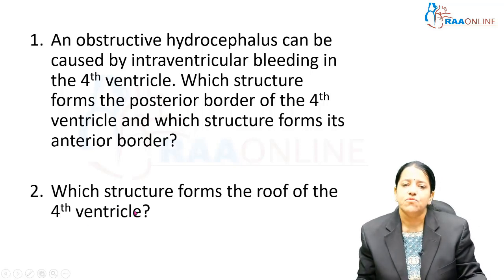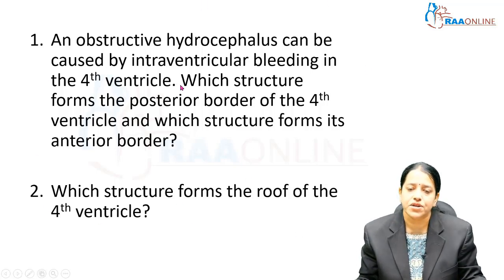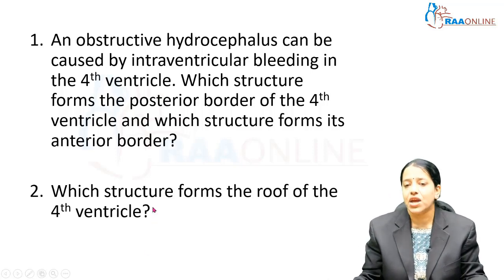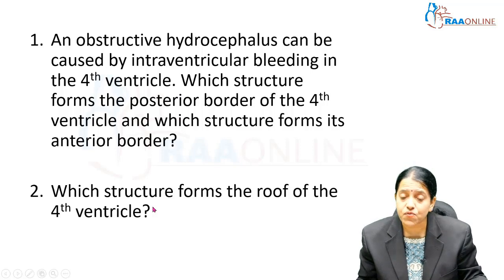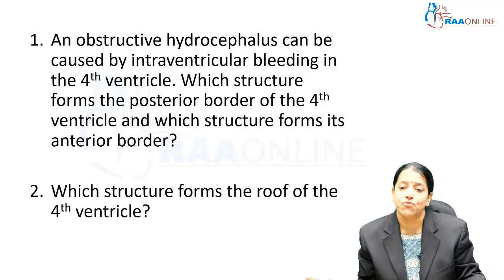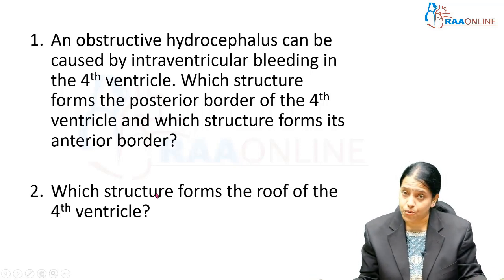Which structure forms the roof of the fourth ventricle, which has been asked already. In another way, we have asked the posterior border and the anterior border. Here directly we can ask which forms the floor of the fourth ventricle, or draw a neat labelled diagram of the floor of the fourth ventricle or the roof of the fourth ventricle, or both. So it can be asked as an essay question also.